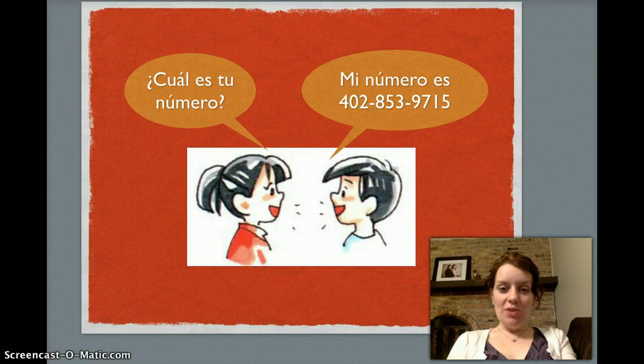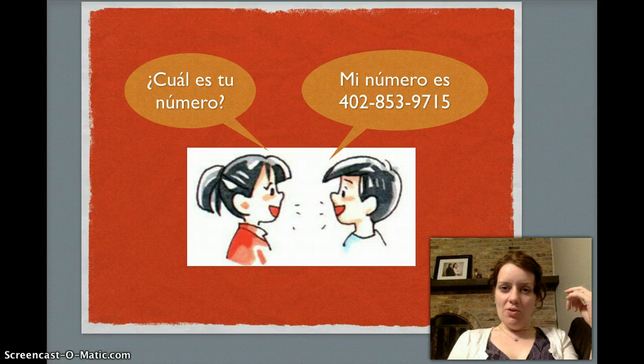The question, ¿cuál es tu número? And the reply to that is mi número es, and then you will just say each digit. So 402, 853, 9715. And when you practice that again, you can use a fake number, but you just want to be able to confidently say a number back.